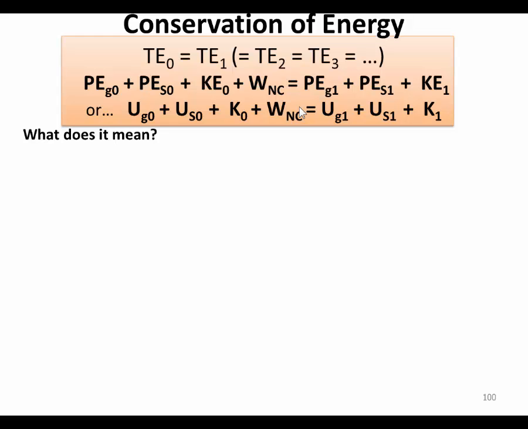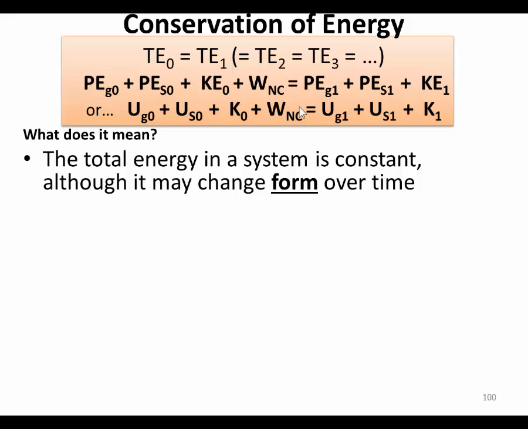There's a main idea in Chapter 5, and this is it: the total energy in a system is constant, although it may change form from one type of energy to another over time. Notice up top here, we have the total energy at time 0 equals the total energy at time 1. You could expand this to say it's the same as at time 2, time 3, or any other time in the future. At time 1, we have some sort of mix of different types of energies and potentially some non-conservative work being done. And at some later time, that work could be redistributed amongst other forms of energy.